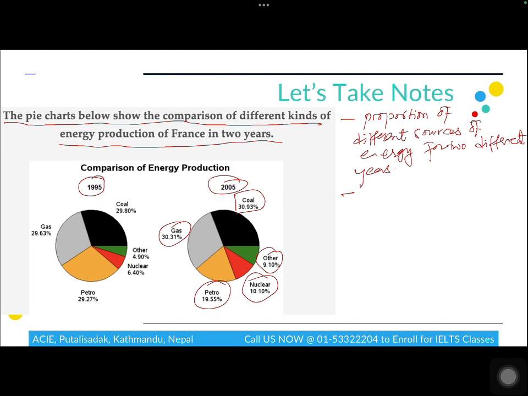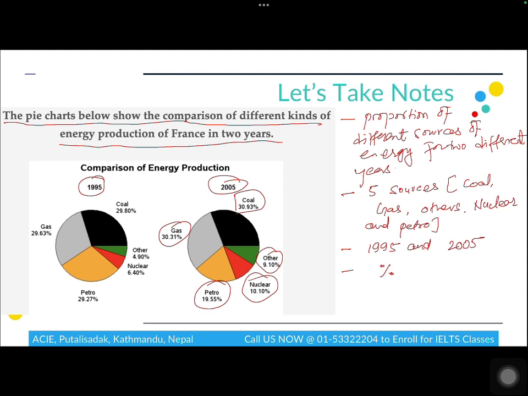Apart from that, we can also see that the key elements are five sources, which are coal, gas, others, nuclear, and petrol. We also have 2 points of time, which is 1995 and 2005. And the data has been given in percentage.